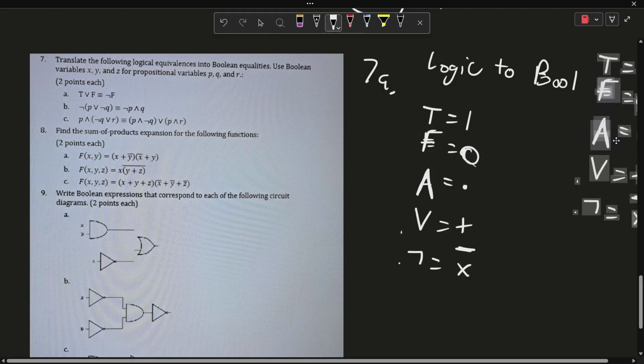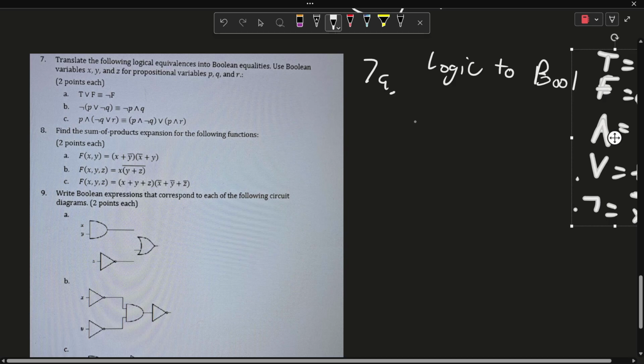Put this over here. Okay, that should be good.